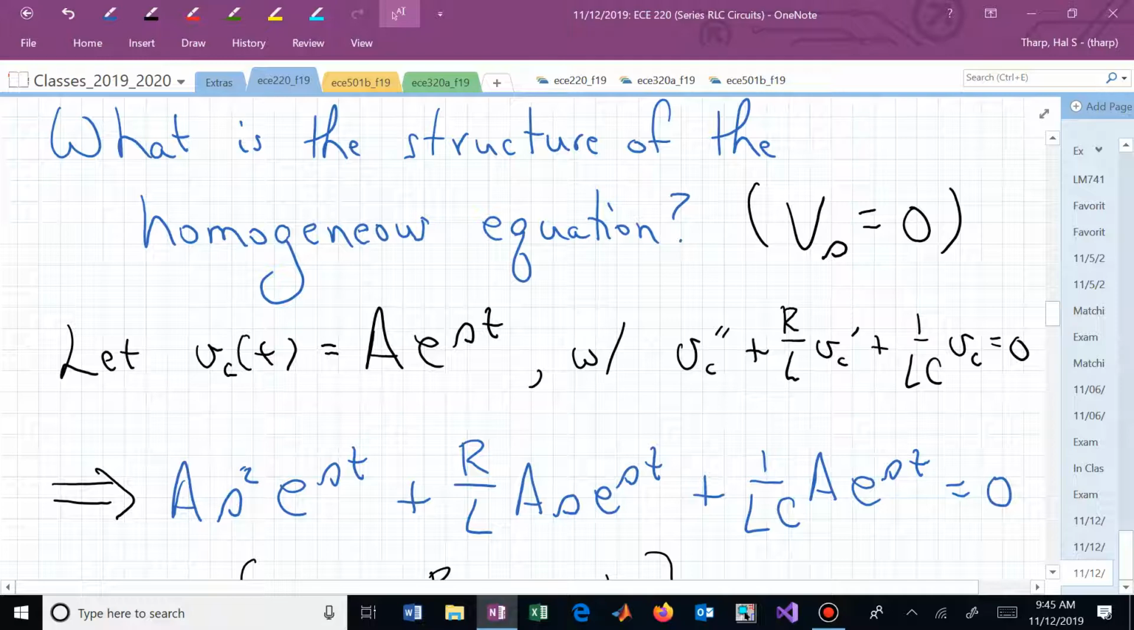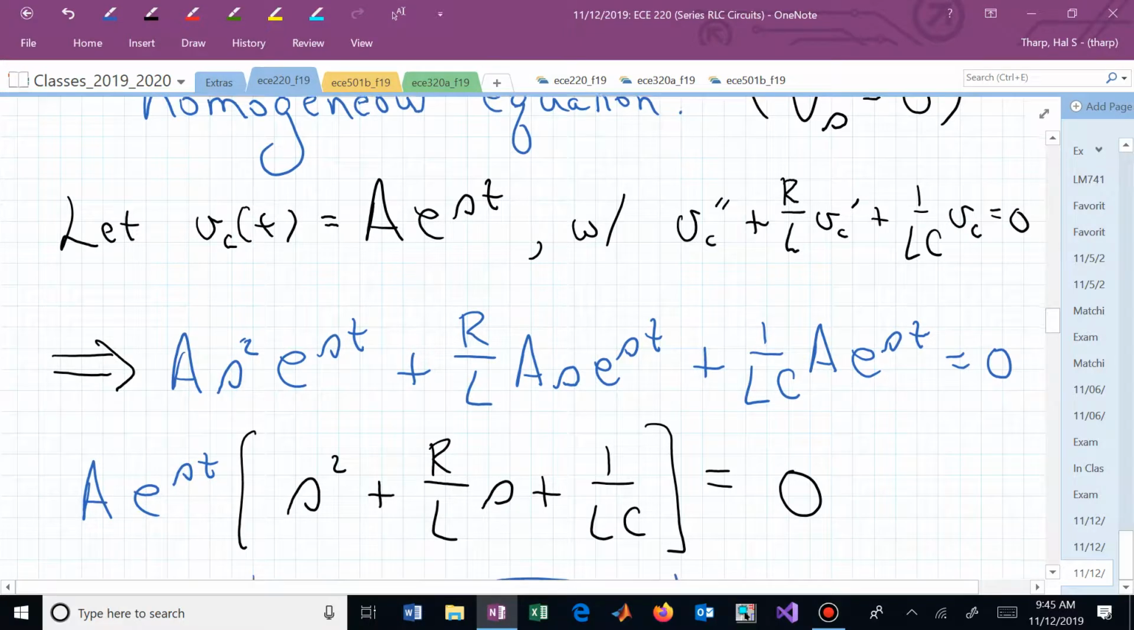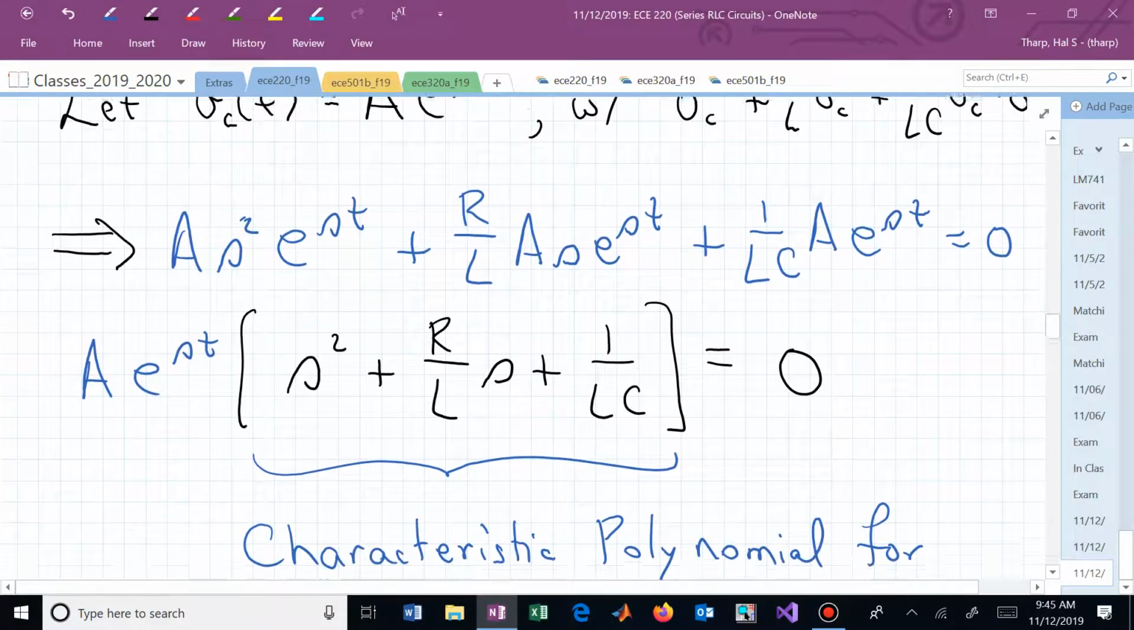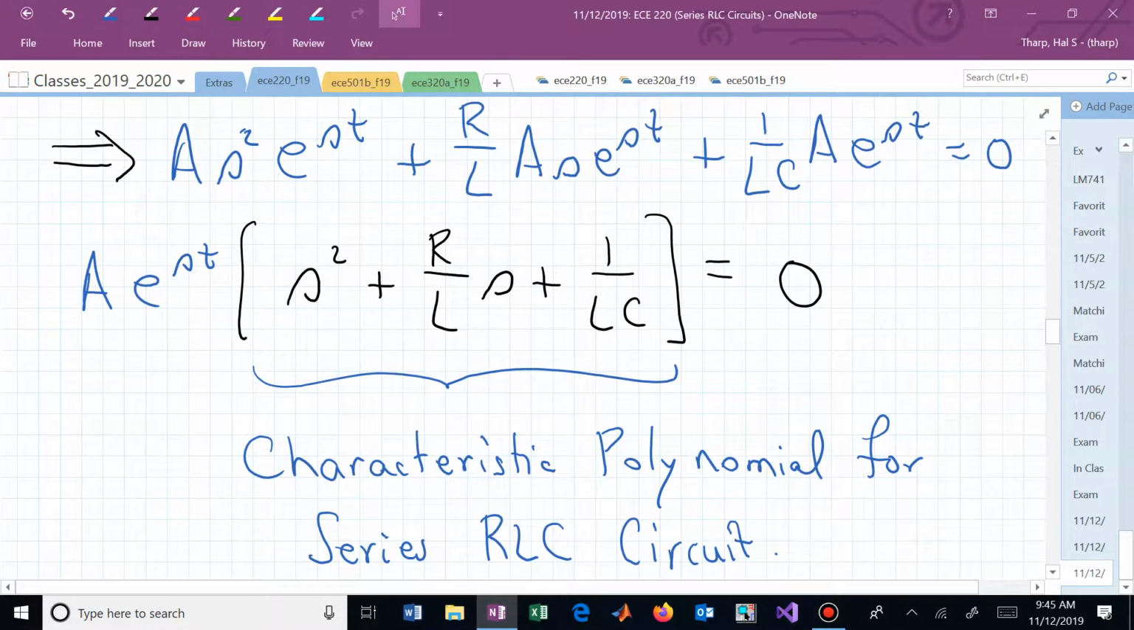And now we say, okay, we want to find a non-trivial solution to that. Well, we can actually identify a common factor, a e to the st. Factoring out what's left, we end up with s squared plus R over L s plus 1 over LC. And that's the characteristic polynomial, which when set equal to 0 gives us our characteristic equation for the series RLC circuit.